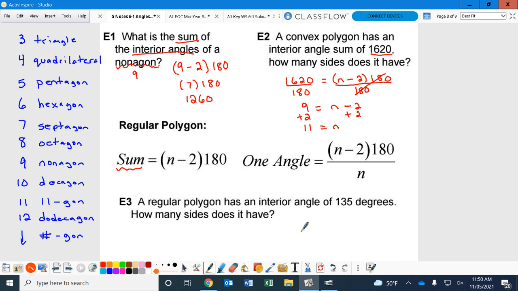Any questions, concerns, anything about that before I move on from just the interior formula, just a regular sum formula?